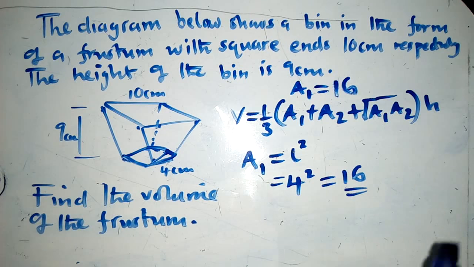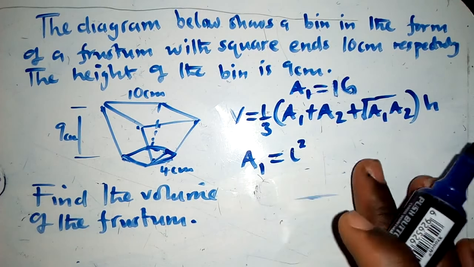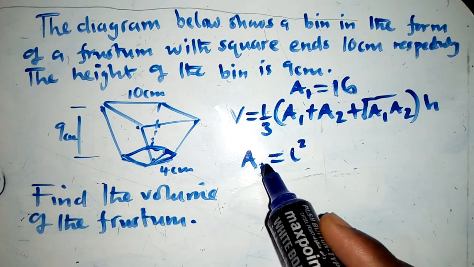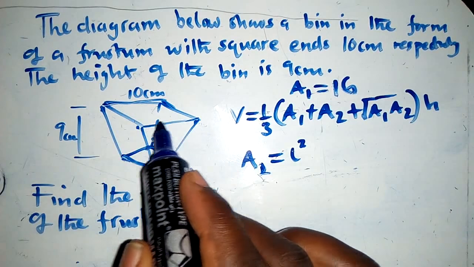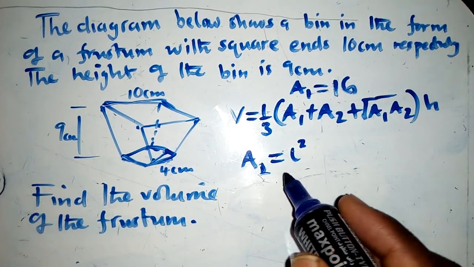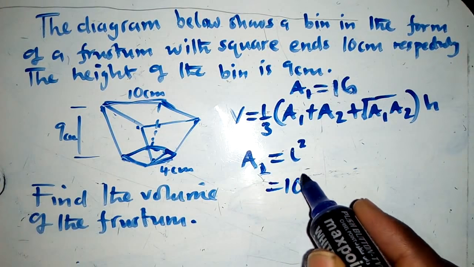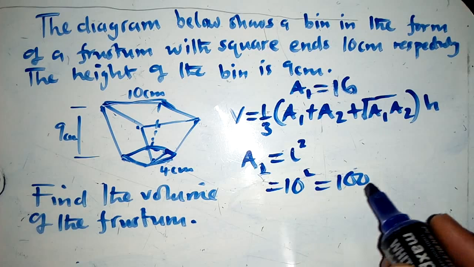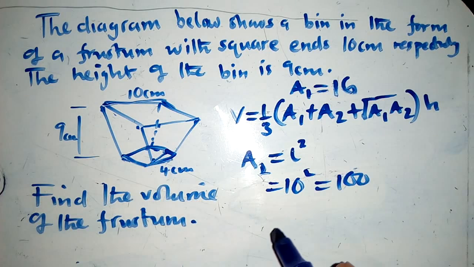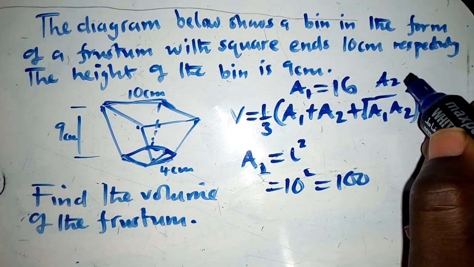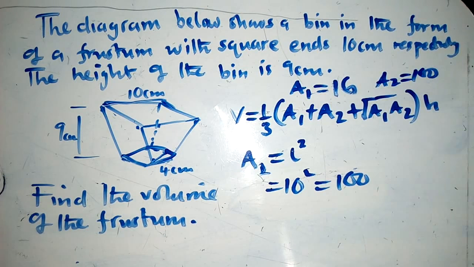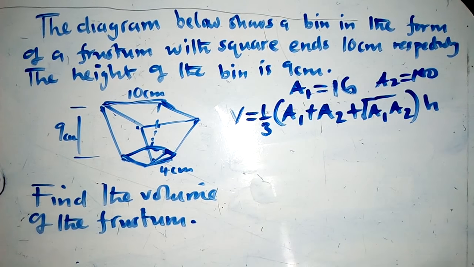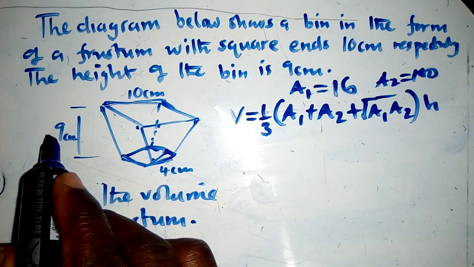All right, so we have found area sub 1. We can also find area sub 2. For area sub 2, we use this square on top. So it will be equal to 10 squared, which is equal to 100. Okay, so our area 2 is equal to 100. Since we have found these values, we can plug them into our formula. Our height, we know, is 9 centimeters.